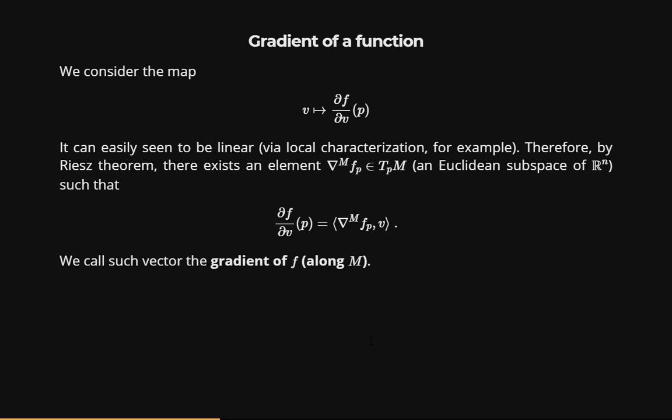You already know this formula in Rn. The directional derivatives are computed by taking the scalar product of the gradient with the vector. Here we are just going the other way.